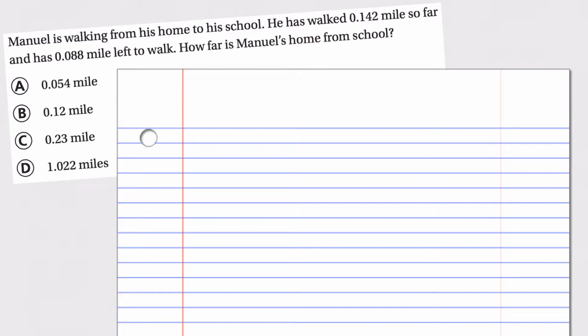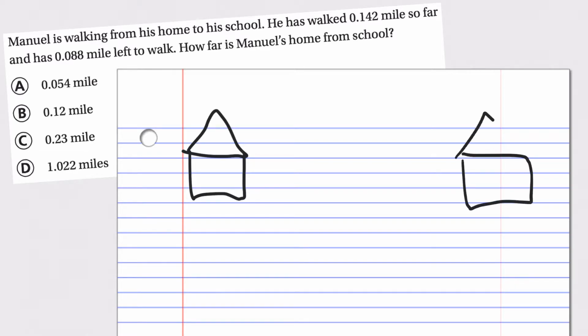Now, before I do that, let me reread some of the question to see what's going on. We're looking for how far Manuel's home is from his school. So we're looking for the distance from his home to his school. Let me start by drawing that. I'll draw a simple house on my paper, and I'll draw the school on my paper. So this was the house and the school, and he's walking from his house to the school is what's happening in this story.